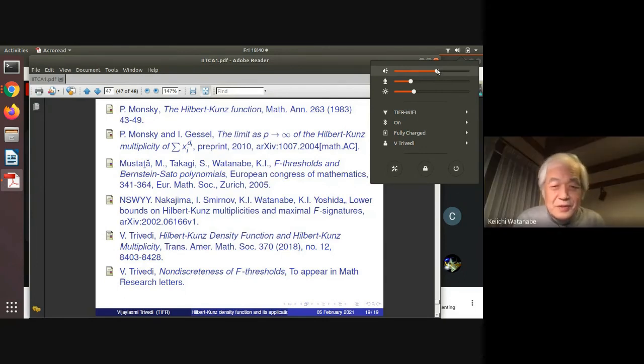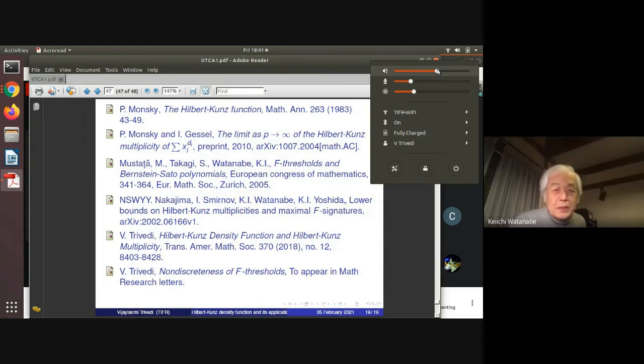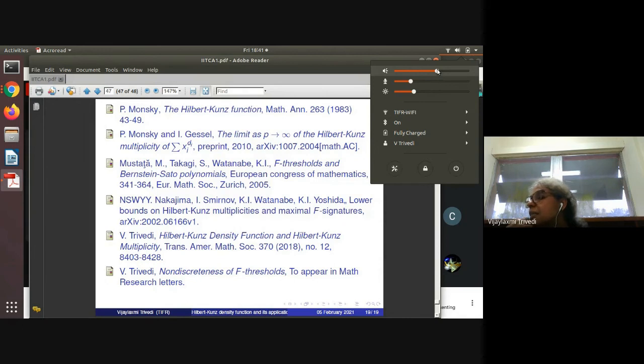I am talking a very vague idea, but can we do ideal theory by density function? It's not a concrete question, but... So are you saying that if an ideal I is contained in J and they have the same density function, do they have the same tight closure? Yes, they have. They have the same tight closure, provided I is contained in J.